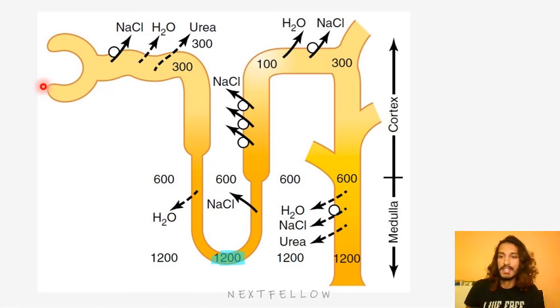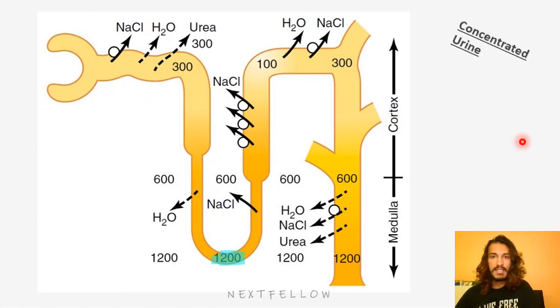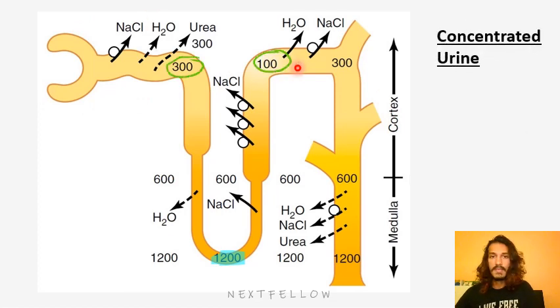What does that ADH do? You can see that this becomes 300, this becomes 100, just like earlier. Nothing changed over here. The only thing that changed is this and some things that happened here. Apart from that, here and here, there's not much change. This became 1200. The gradient became 1200. From 300, the medullary interstitium went up to 1200.